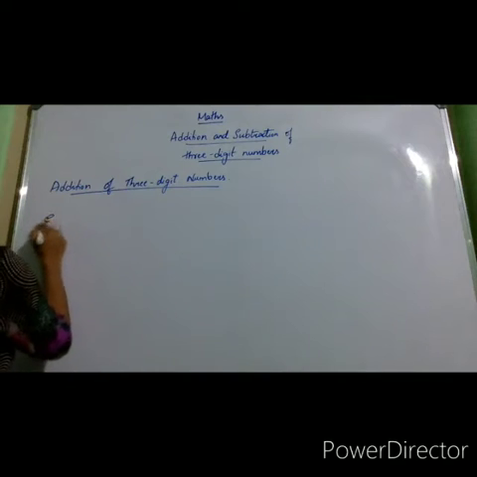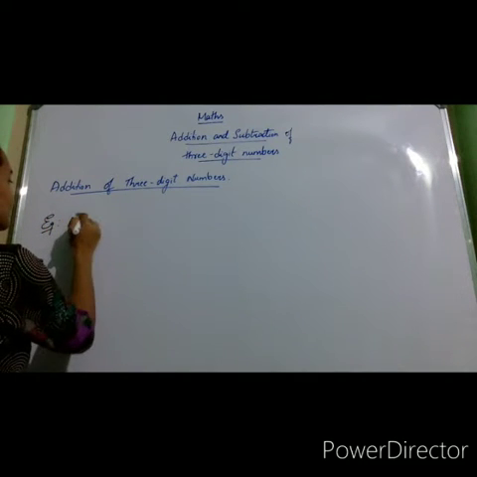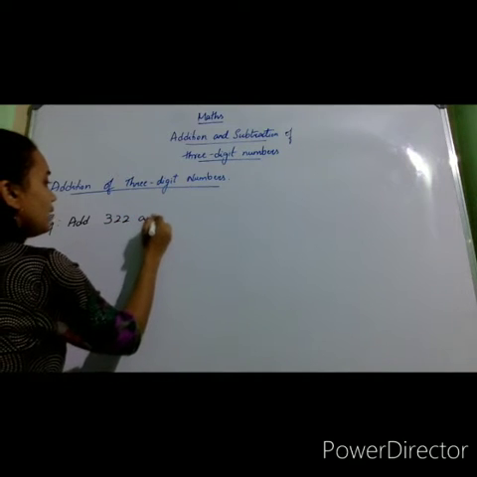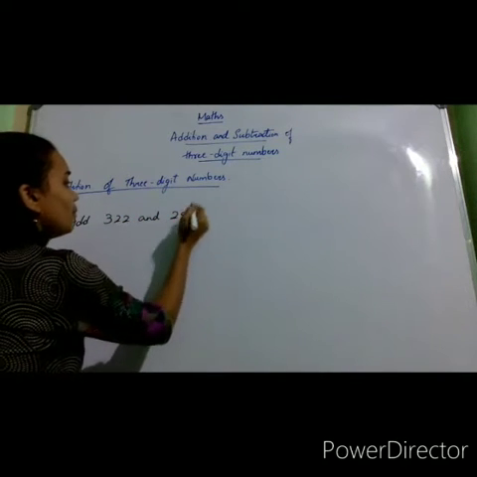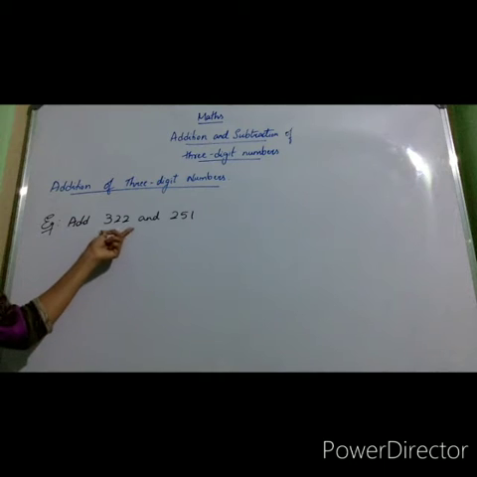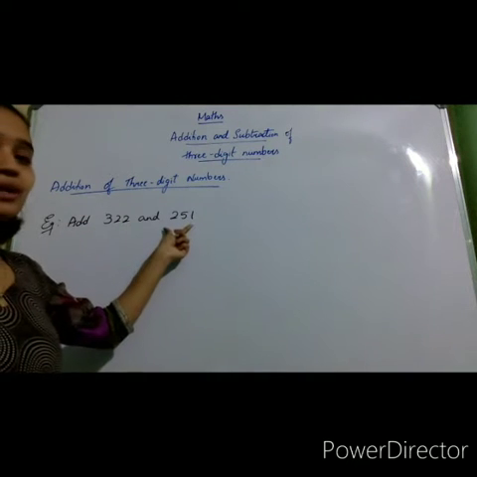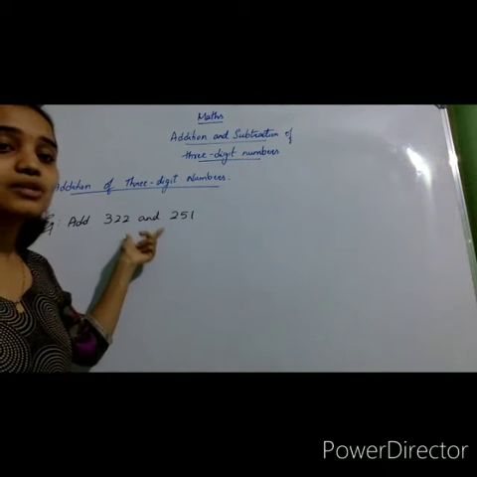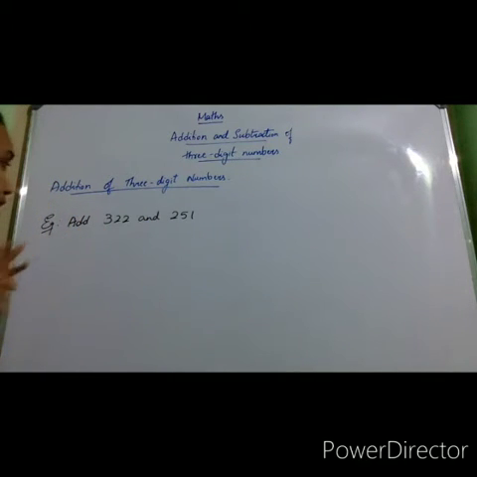We'll go over the first example. Add 322 and 251. So you have to add 322 and 251. We have got two numbers which are of three digits. So how to add the numbers?